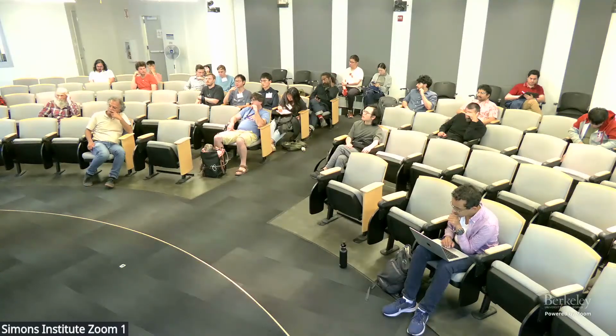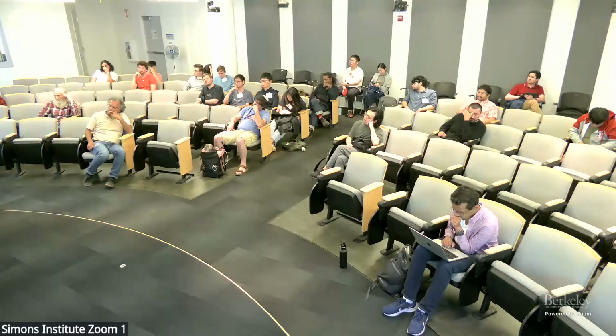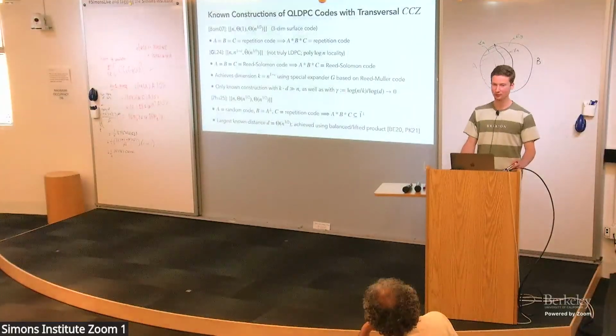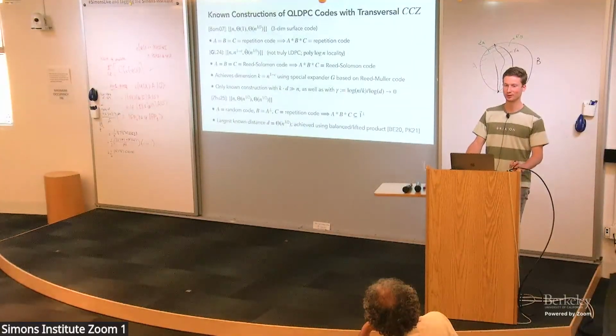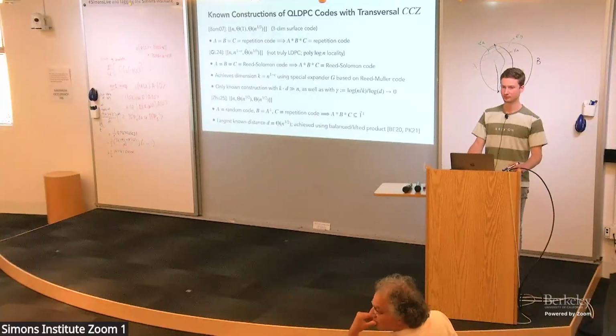I see. For instance, we have constructions of asymptotically good quantum codes, but that are not LDPC, that have transversal CCZ. And at least I've tried to extract a cup product out of them and couldn't do it. Maybe there's a way to do it, but I think the answer is no. Thanks.